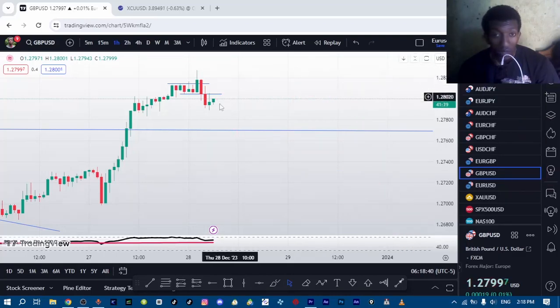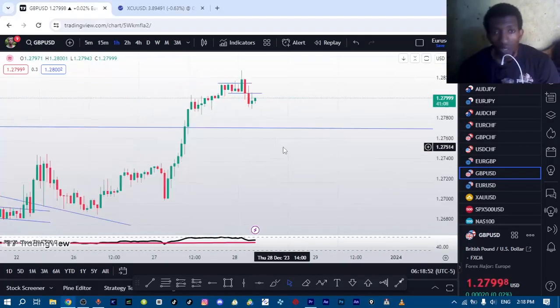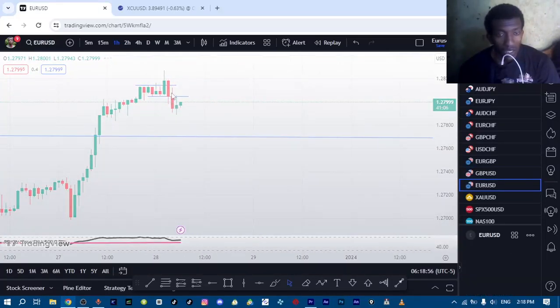It is very tricky because it could pierce through and continue moving up, making this a double fake out. Okay, so let's go to the other euro dollar, because there is no trade here already done. We have already missed it 2 hours ago, 3 hours ago.